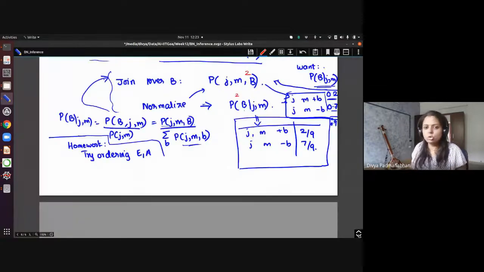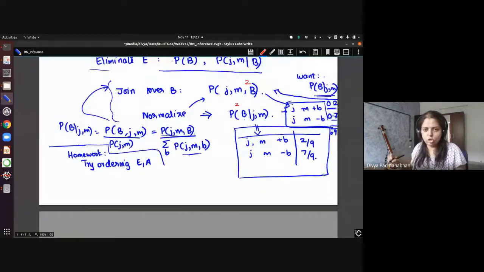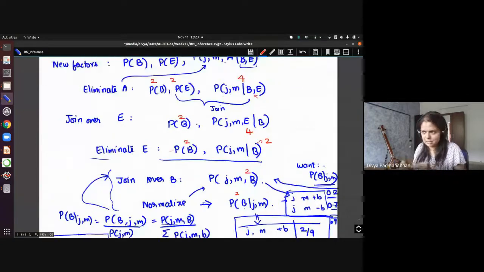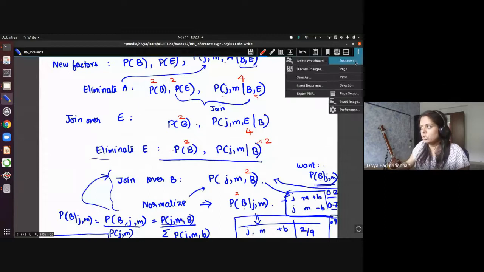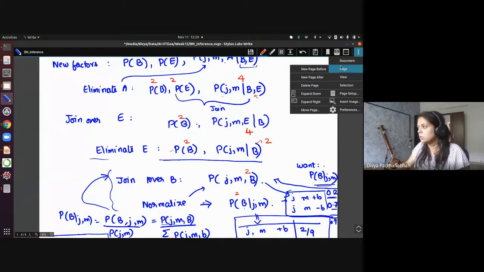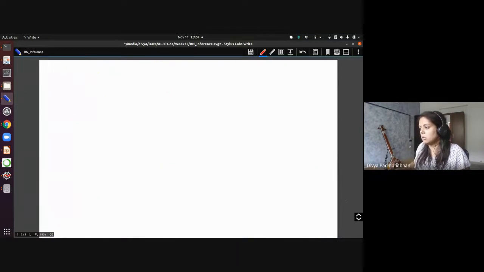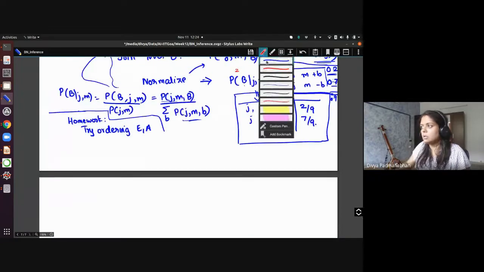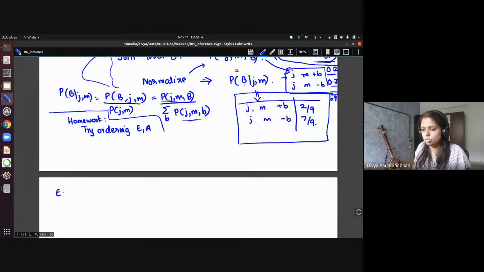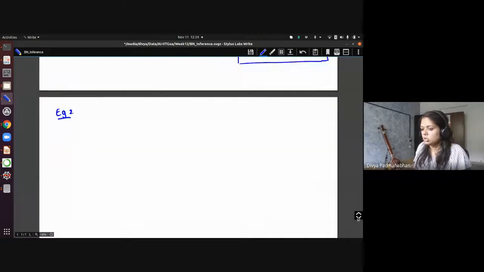We will now just do one example where I know for sure that there is a difference in the factor size, where the difference is quite huge. I just want to illustrate that one to you. So let me give this new example. This is example 2. It is something like this.